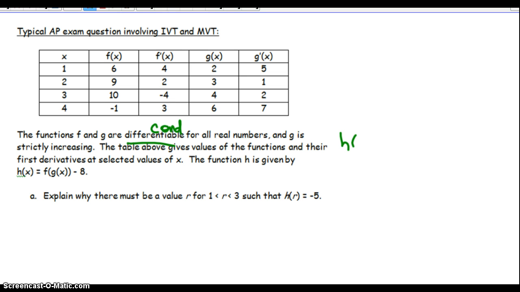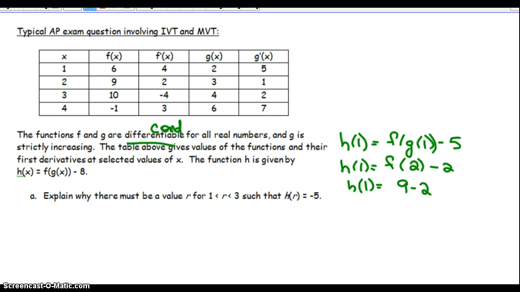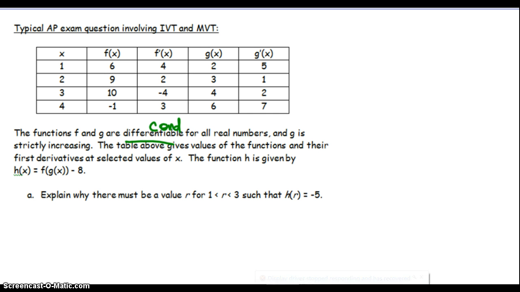So first thing I'm going to do is h of 1 would be f of g of 1 minus 5. So g of 1 is 2. f of 2 is 9. 9 minus 2 is 7. So let me just keep writing here. Okay. And then, oops, minus 8. My apologies there. Let's start again.